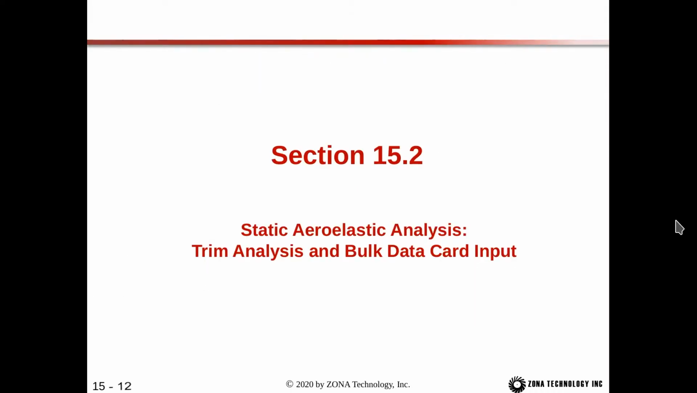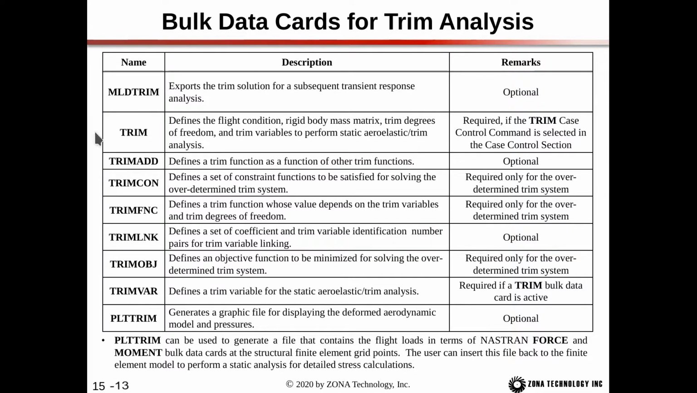So let's go through next the bulk data cards that we have in ZEUS. We have the trim card, which defines the flight condition, the rigid body mass matrix, the trim degrees of freedom, and the trim variables on which to perform the static aeroelastic trim analysis. That will call out to the MLD trim card to export the trim solution, and then the following trim cards, which we'll review.